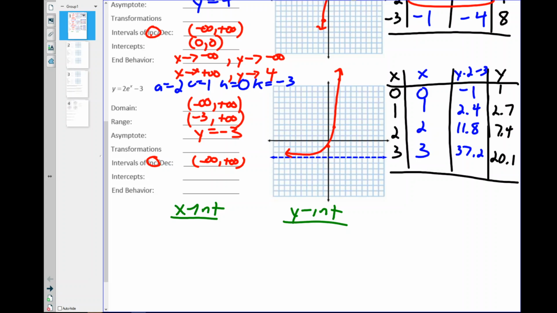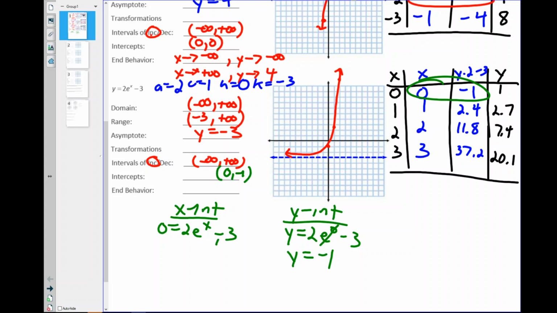For x-intercept, what do we do? Plug in a 0 for y. So 0 equals 2e to the x minus 3. And here, y equals 2e to the 0 minus 3. Let's do y-intercept first, it's easier. What's e to the 0? It's 1. 2 times 1 is 2 minus 3. Y equals -1. That made sense, we already knew that from here. So we know that one intercept is going to be at 0, -1.